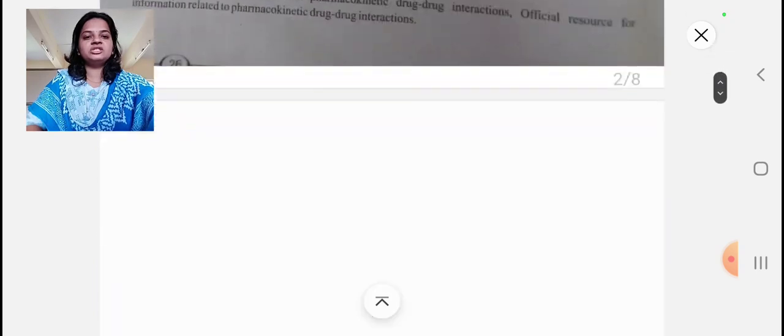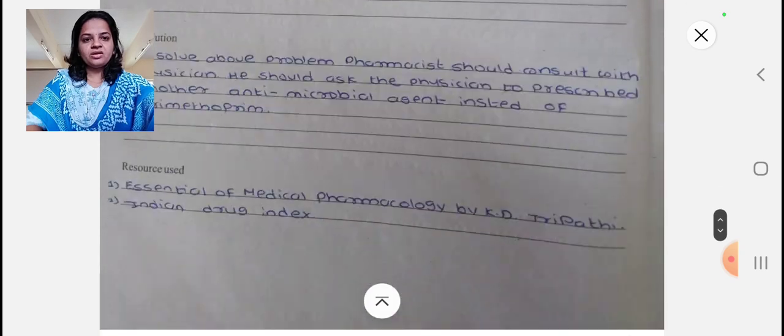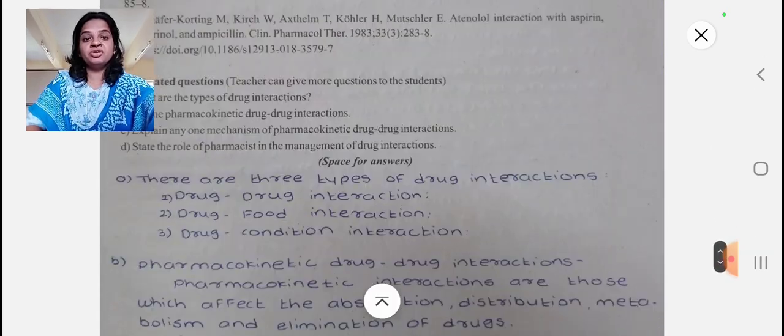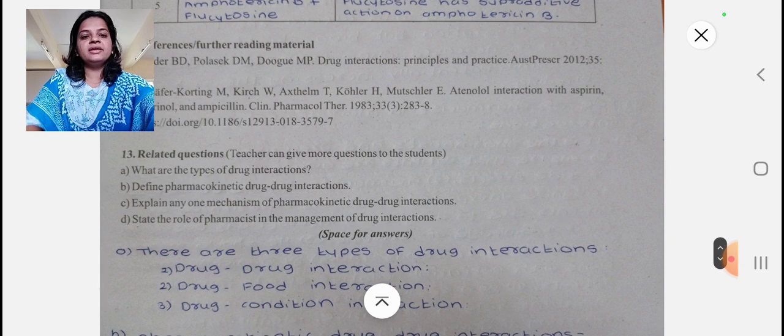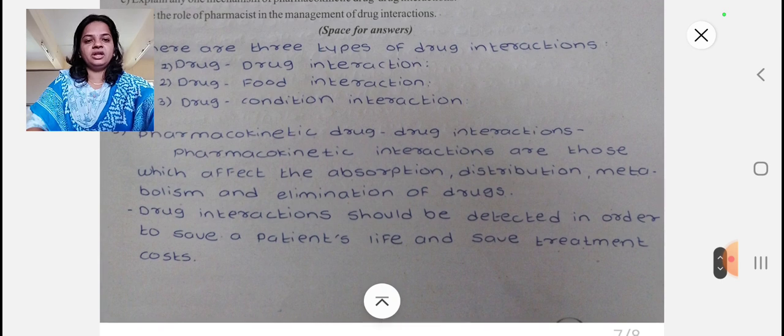Now we will see the questions and their answers. This activity part we had seen in the previous video. First question is, what are the types of drug interactions? There are mainly two types: pharmacokinetic drug interactions and pharmacodynamic drug interactions. Drug-food interactions and drug-condition interactions are there too, but mainly two types: pharmacokinetic and pharmacodynamic drug interactions. Then, define pharmacokinetic drug interactions.